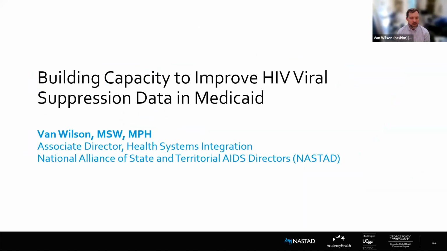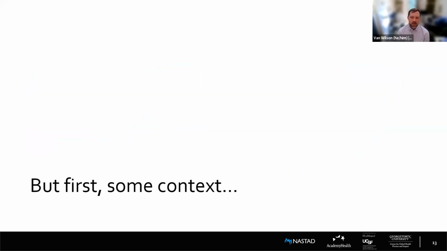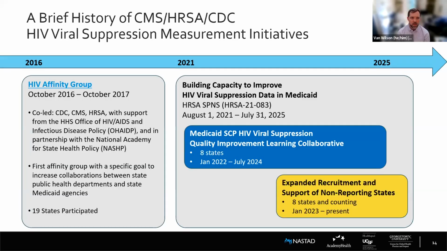Again, my name is Van Wilson. This is our webinar on building capacity to improve HIV viral suppression data in Medicaid. Next slide. I'm going to start with just a little bit of context before we jump in. So there have been 2 major initiatives, federal efforts to grow the connections between public health, HIV surveillance specifically, and Medicaid systems of care, including Ryan White. This work has resulted in really important advancements in the connectivity between public health and Medicaid.